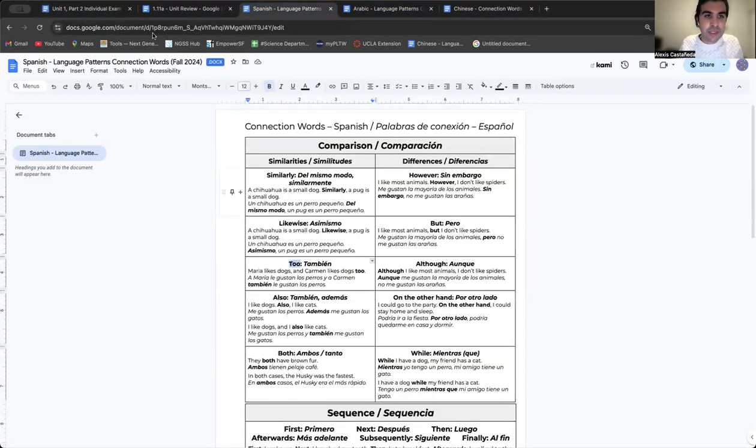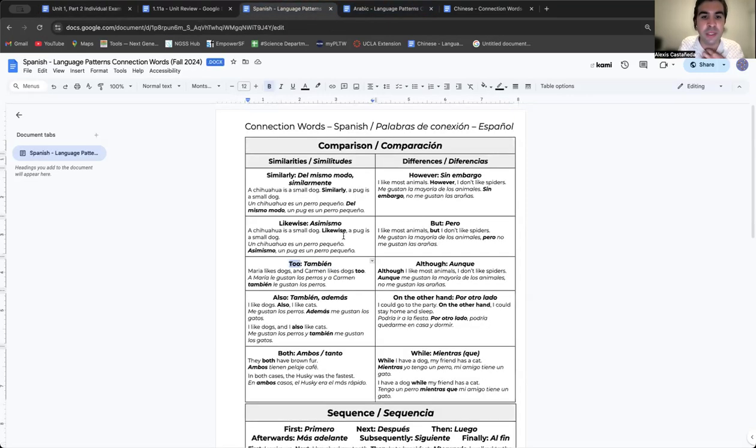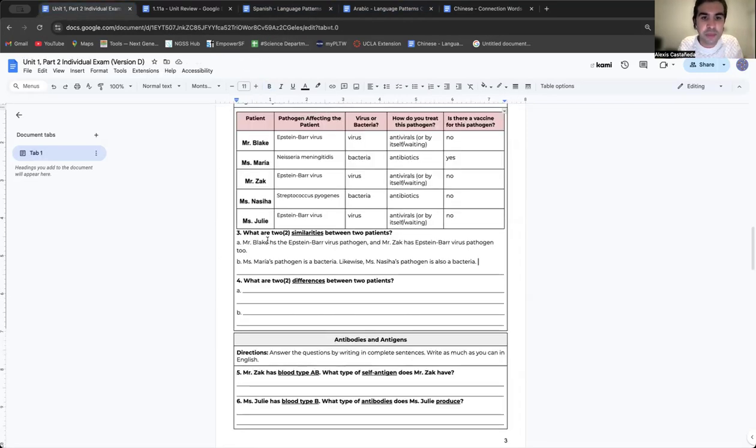Let's try the word likewise. So Miss Maria's pathogen is a bacteria. Likewise, Miss Nasiha's pathogen is also a bacteria. Right, we use the word likewise. You can use any of these words that you'd like. Any of them are fine.